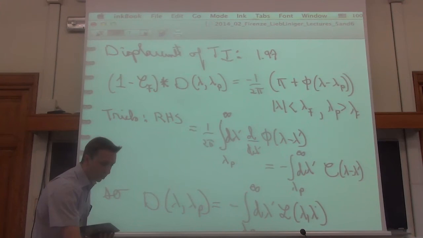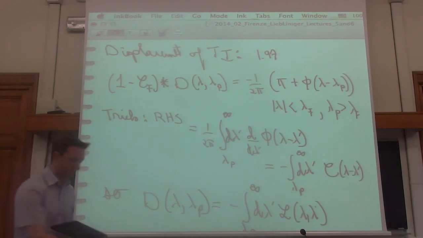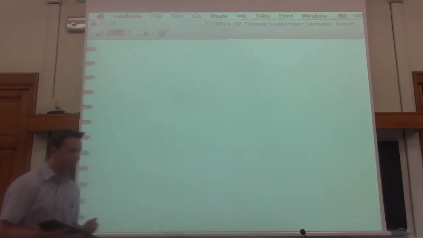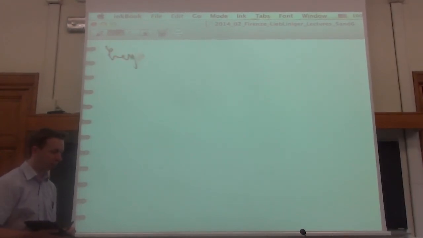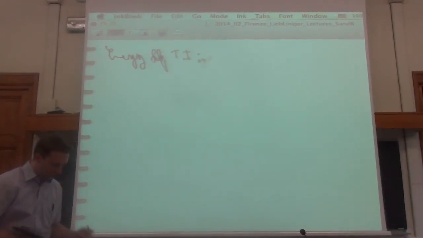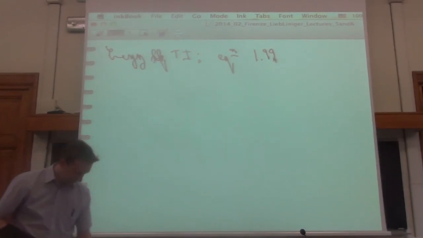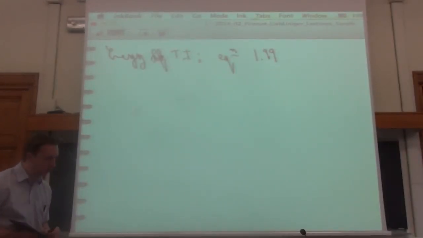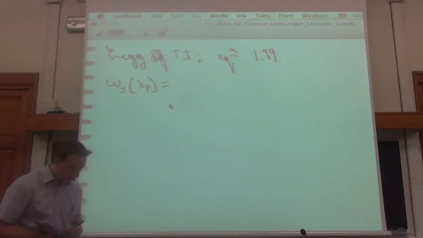But now let's use these things to do something a little bit more physical. Now we have the displacement, which is not observable, so let's consider the energy of type 1 excitations. This was equation 1.99, which again we can rewrite. So let me just write the energy of a type 1 mode at lambda p as omega 1 of lambda p. And this thing we just have epsilon 0 of lambda p.